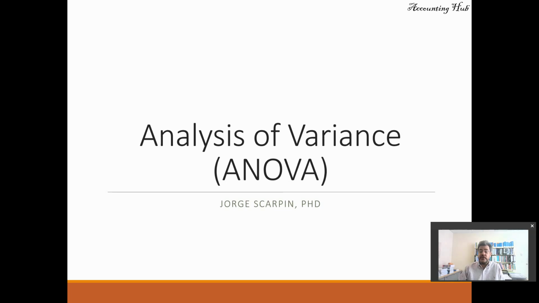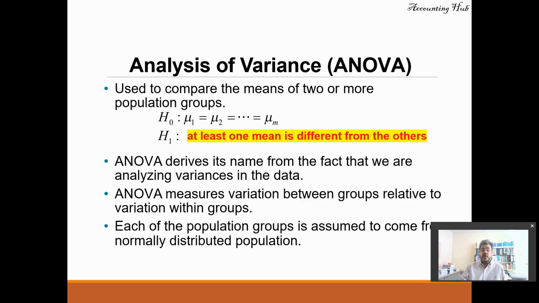My name is Professor George Scarpin, PhD in Accounting, and our topic today is analysis of variance, or ANOVA. So, what is it? We use it to compare the means of two or more population groups. That is what is interesting about ANOVA. You can compare more than two groups.